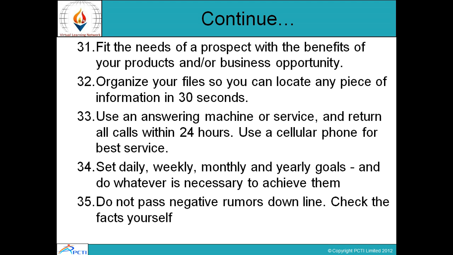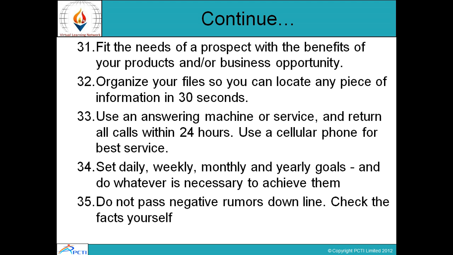Fit the needs of a prospect with the benefits of your products or business opportunity. The next thing that we can do is organize your file so you can locate any piece of information in just 30 seconds. Organize your data in such a way that whatever requisite information you are looking for should be available in just 30 seconds.